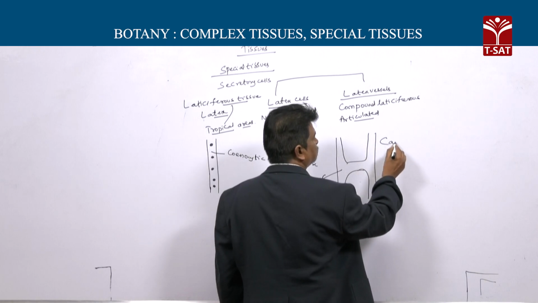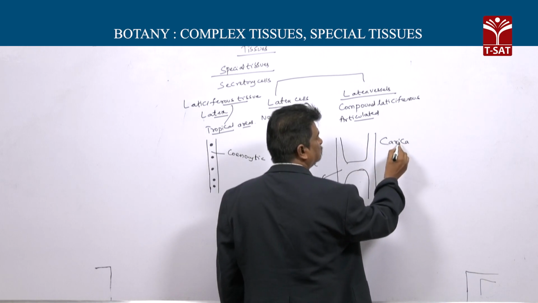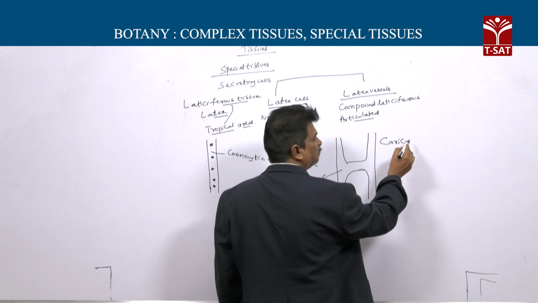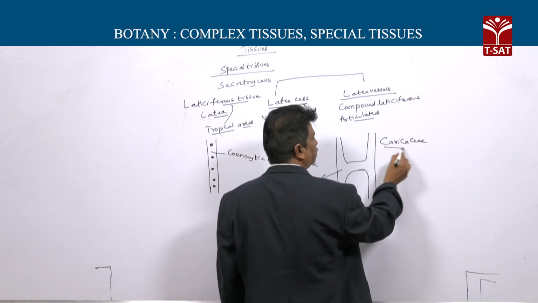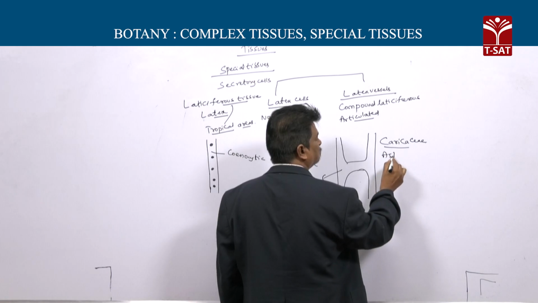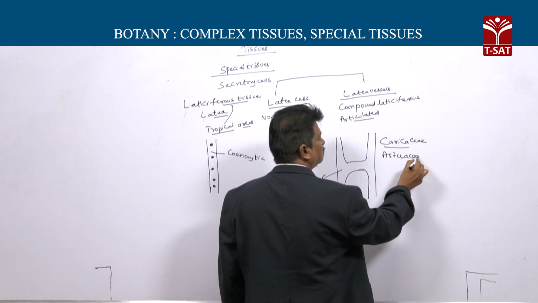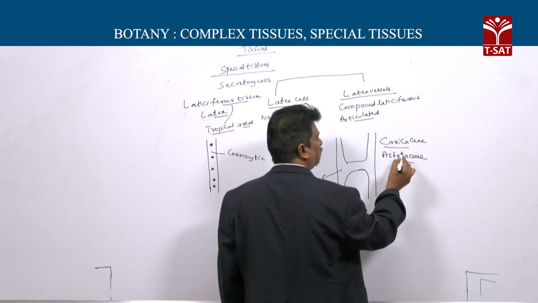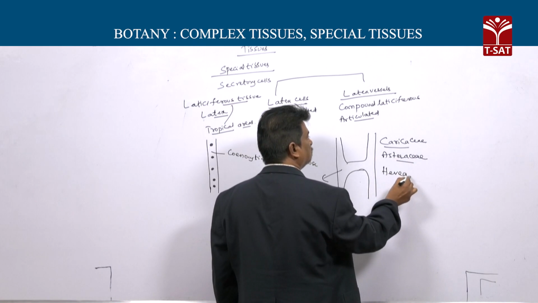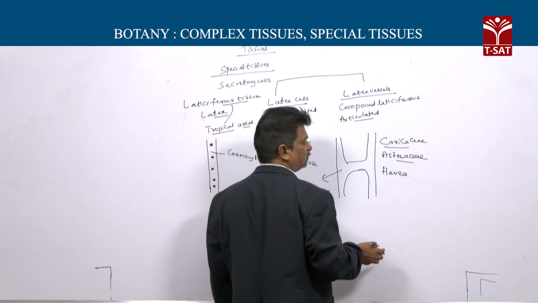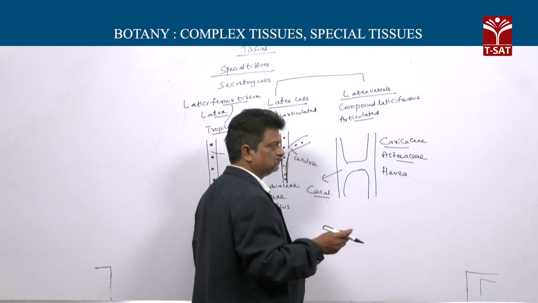These latex vessels are found in families and also Asteraceae. Example for latex vessels: hevea.